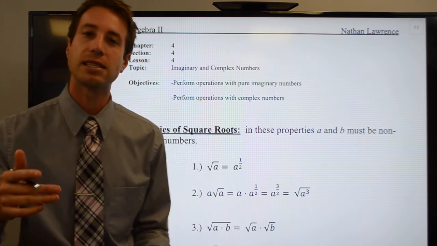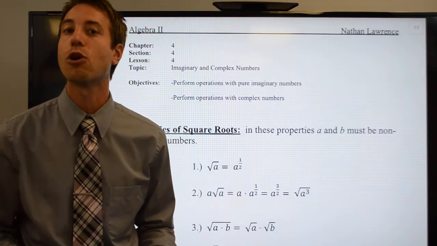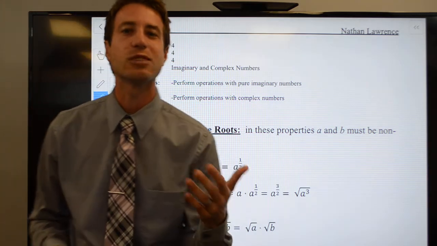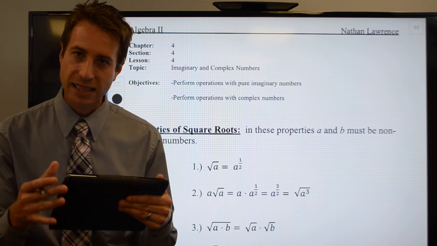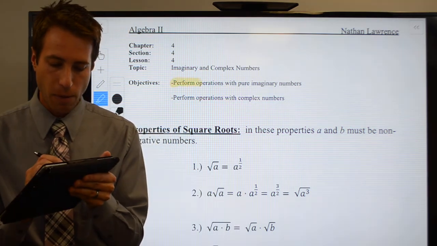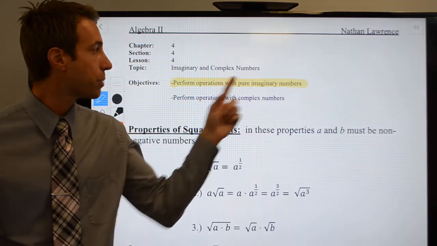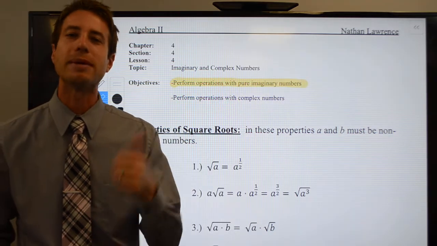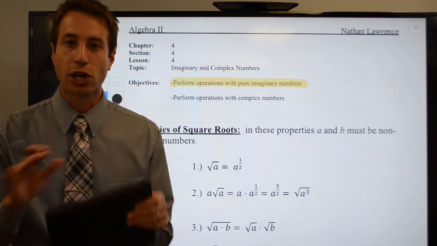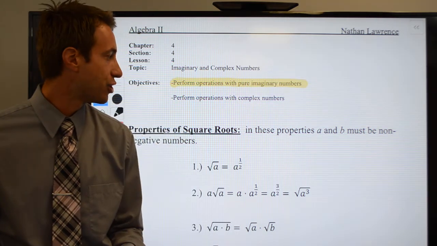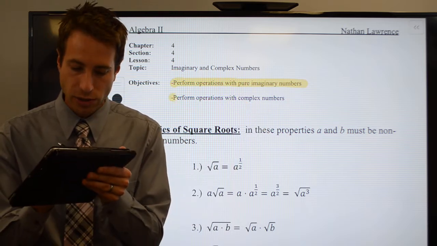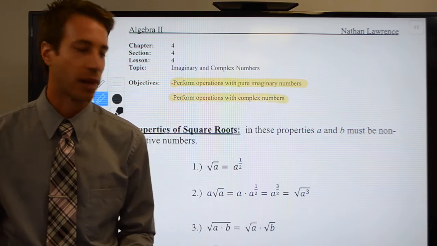So a couple of things that you should be looking for as we go through this set of videos: objectives or learning targets. Again, this is what you should be able to do by the time we get to the end of these videos. You need to be able to perform operations with purely imaginary numbers. This is going to be adding, subtracting, multiplying, and dividing complex and imaginary numbers. We'll also need to be able to perform those same operations with complex numbers.